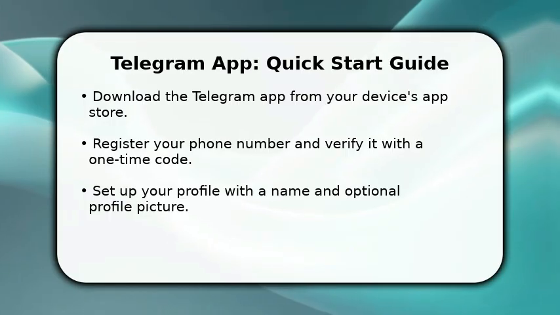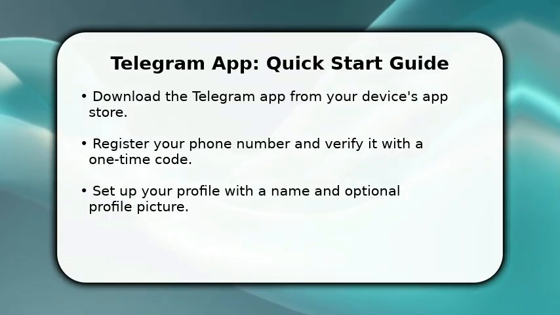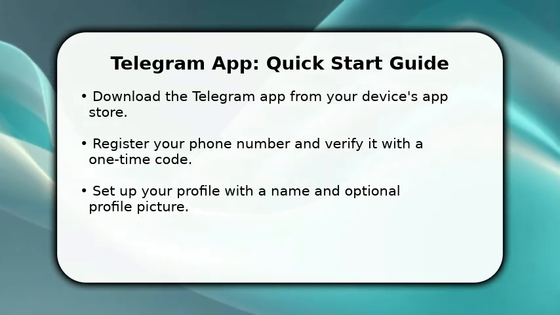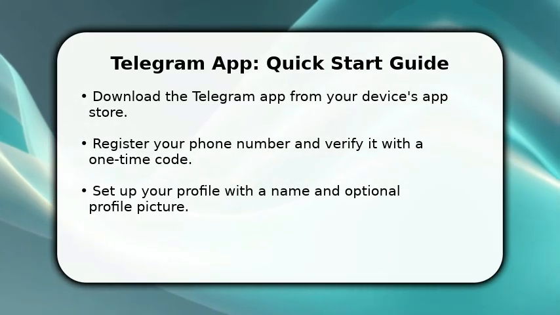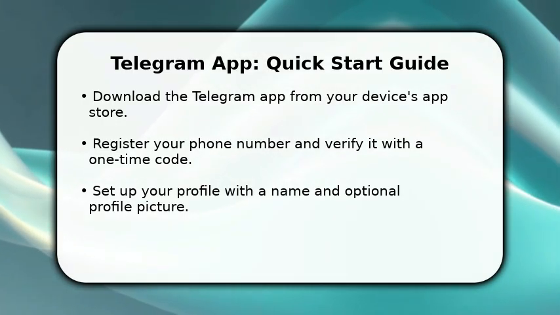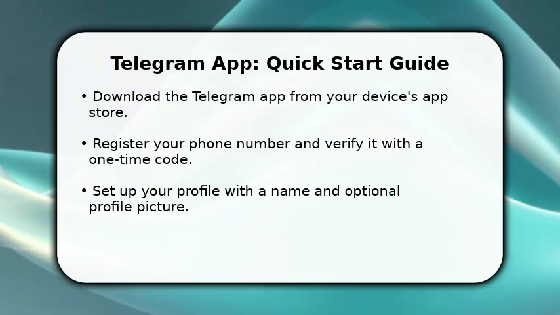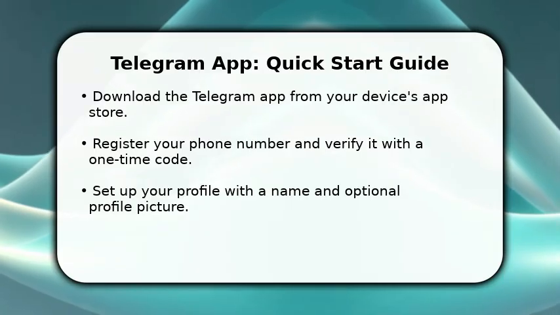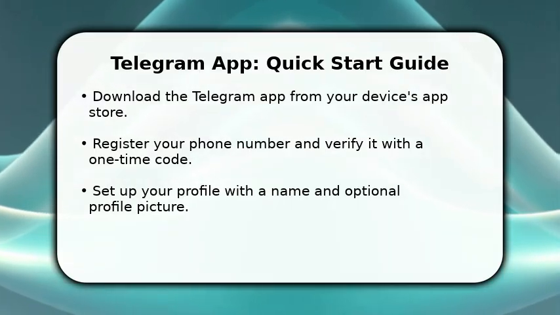First, download the free Telegram app from your phone's app store. Once installed, open it and register using your phone number. You'll receive a quick verification code via SMS to confirm your identity. After that, simply create your profile by adding a name and an optional profile picture. It's a straightforward process, taking just a couple of minutes to get started.